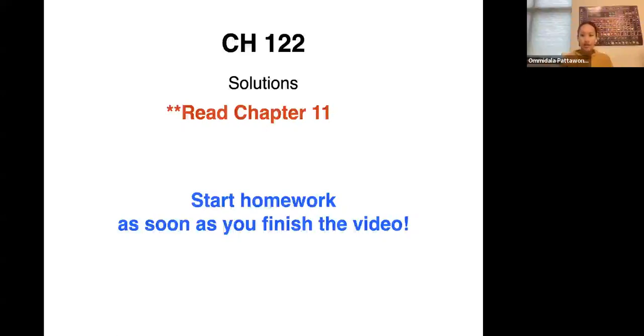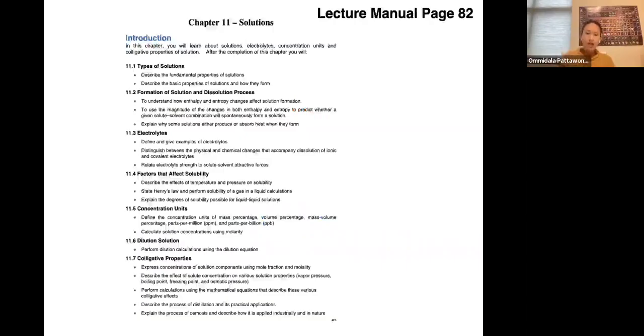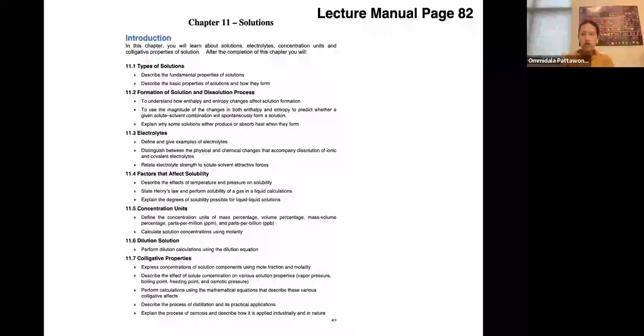Hi everyone. In chapter 11, we are going to cover solutions, and the outline for this chapter is going to be listed on the lecture manual, page 82. You are welcome to use this summary as the guideline when you are studying or preparing for the exam.